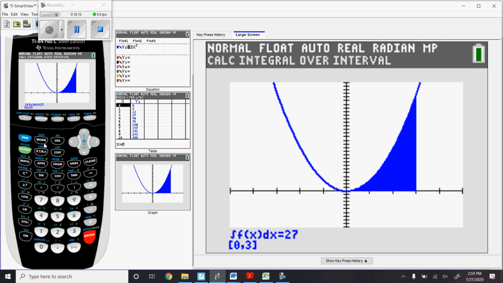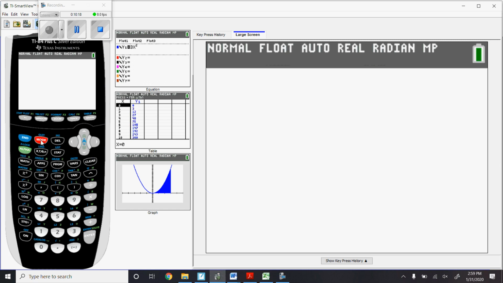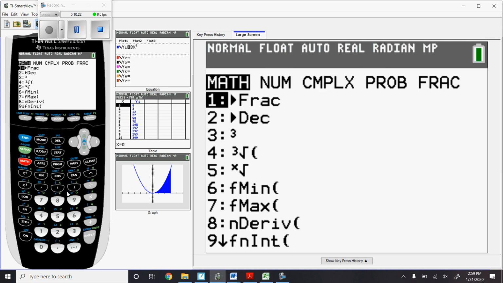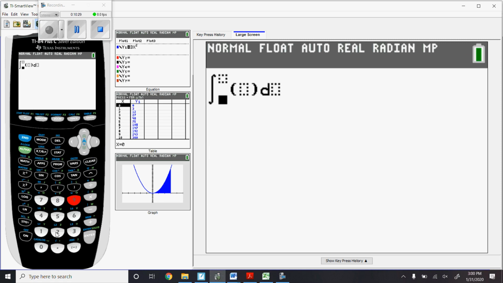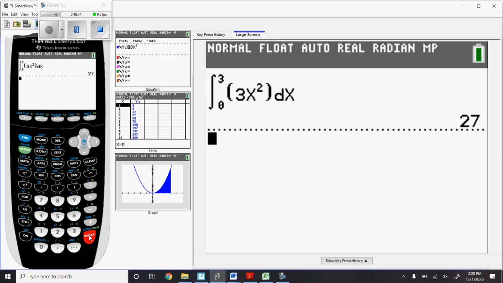Okay. The other way we can do this is through the main screen on our calculator. If I hit math number 9, notice how down here it says function integrate. If I hit math 9, I can just type in exactly what I saw. Integral 0 to 3. My function was 3x squared. And then I say dx. Again, it confirms my answer is correct of 27.